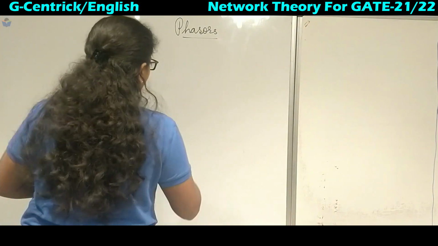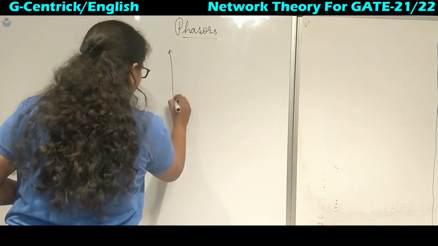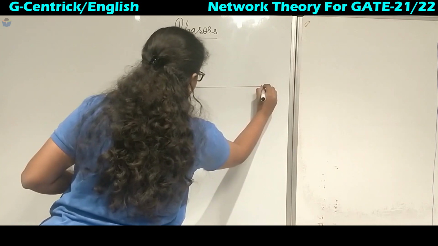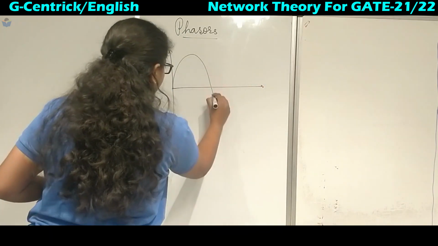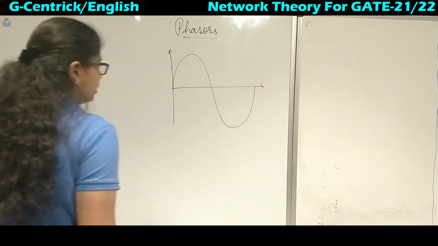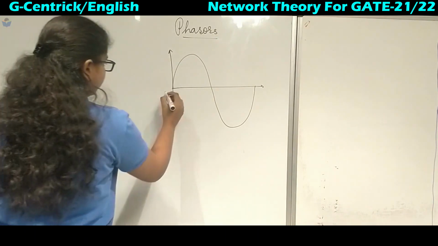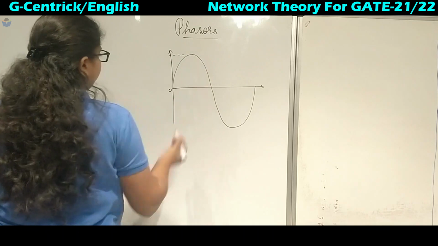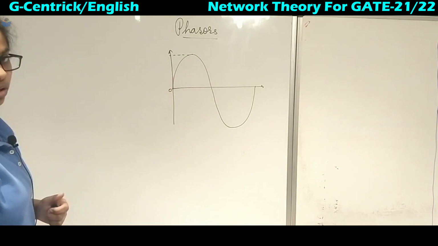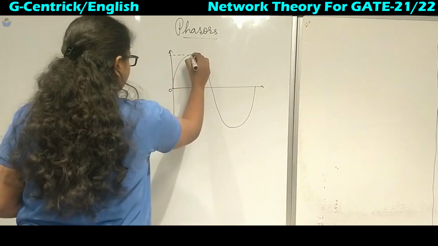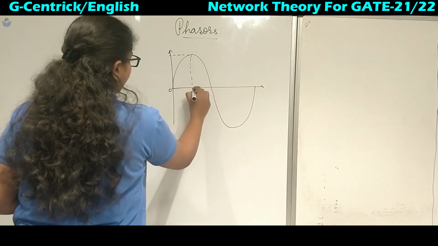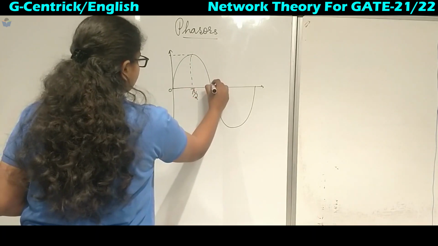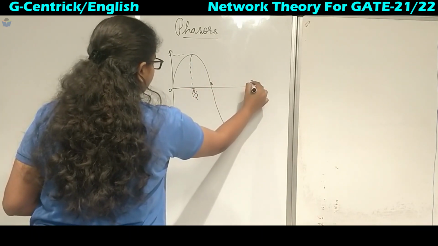So if I draw a sinusoidal signal, this is the sinusoidal signal which has 0 here. This is the maximum amplitude, whether it is voltage or current. Here it is pi by 2, this is pi, and here it is 2 pi.